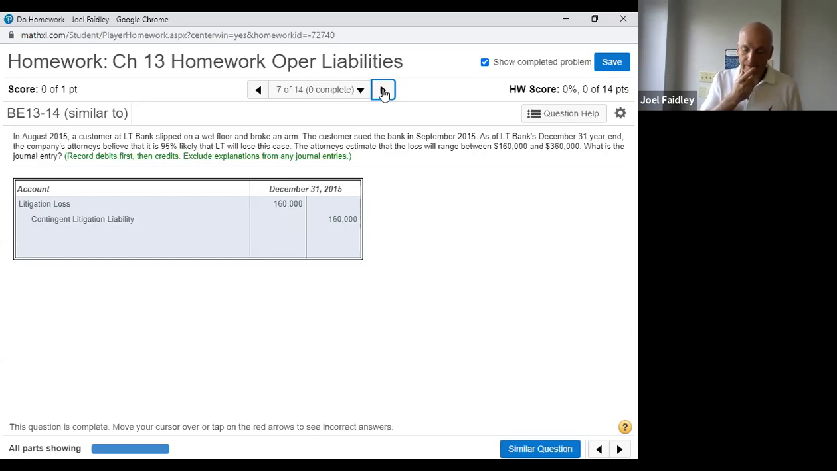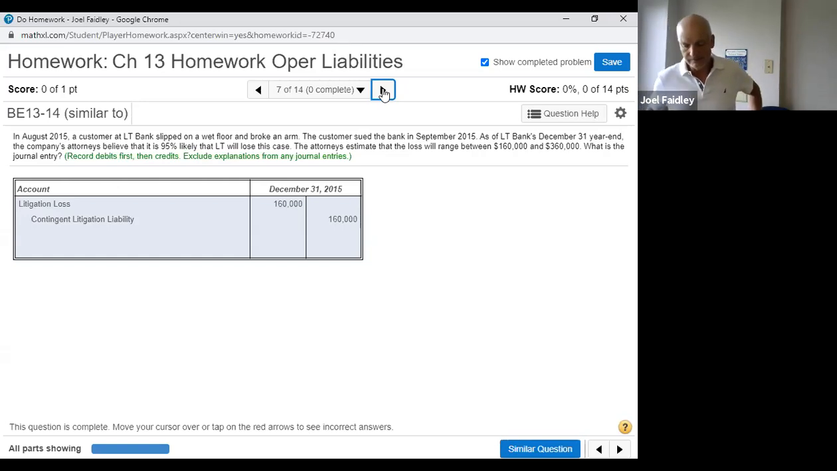All right, so here's somebody that fell and broke their arm, and sued the bank where they fell. This is 95% likely. Sounds pretty sure, doesn't it? The key term is probable. Now, GAAP is probable. IFRS offers percentages, but here, 95%, that's probable. They'll lose this case. And so they've got a range here, 160 to 360. That's what's unusual about this.